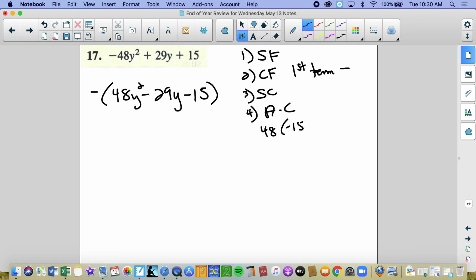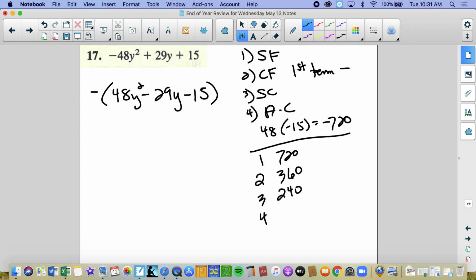48 times negative 15 is going to give me this enormous number. 48 times negative 15 gives me negative 720. I've got to find factors of 720. Holy moly. 1 and 720. 2 and 360. 3 goes into 720, 240. 4 goes into it, 180.